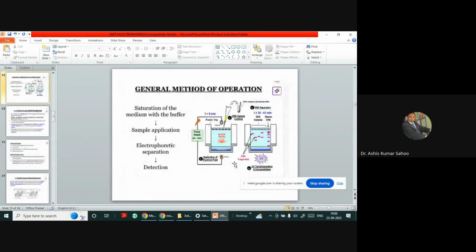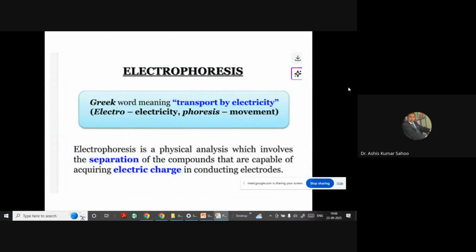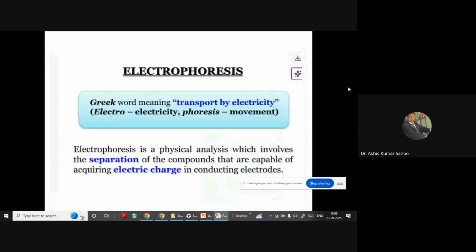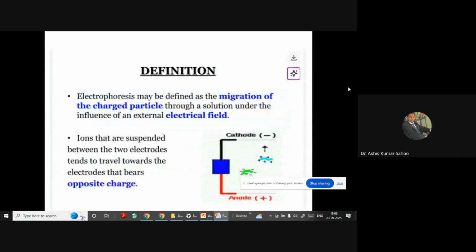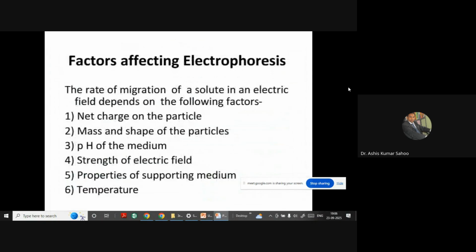So this is all about electrophoresis. Already we have discussed what electrophoresis is, the definition of electrophoresis, and how it works. You can see the slide carefully and read it. This is the definition and an elaboration of how electrophoresis works. Then these are the factors affecting electrophoresis.